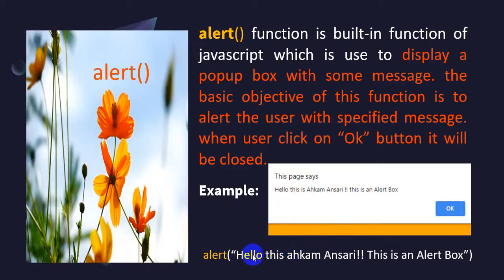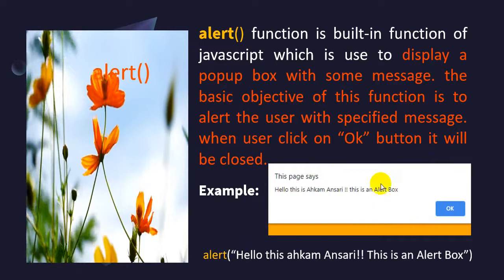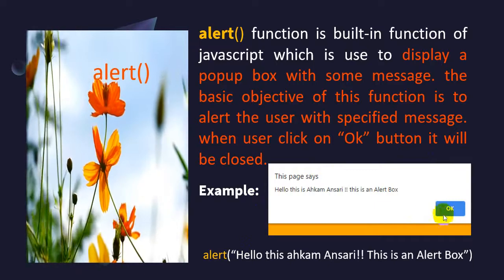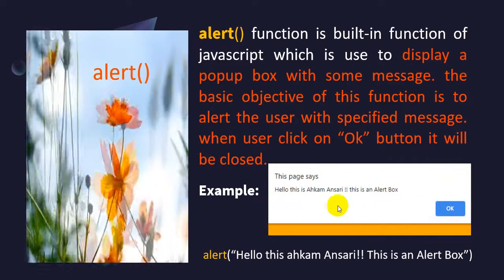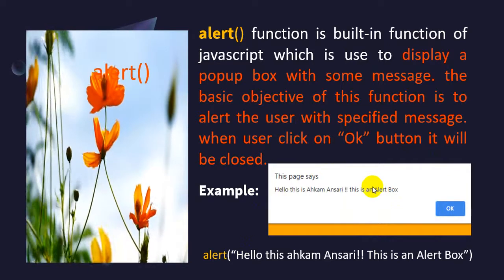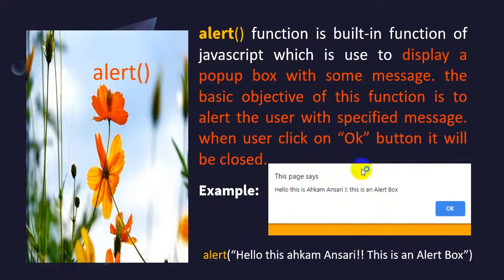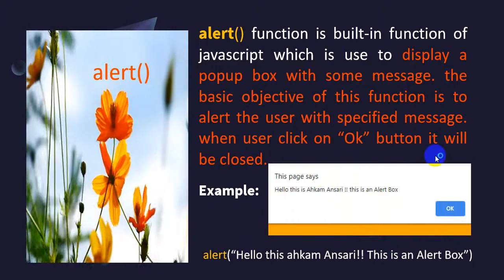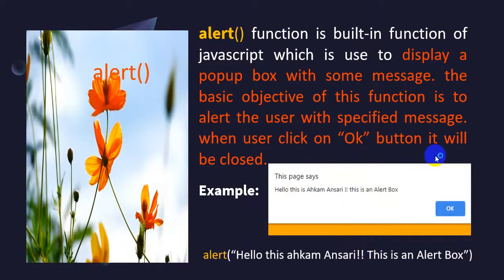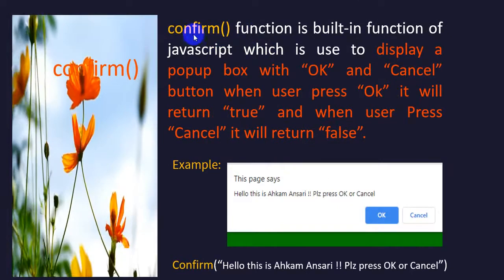But the thing is that if you use an alert box, you will get one pop-up box, and that pop-up box has only one option, that is the OK button. When you click on OK, this will display the message. Okay, students, now we will see this live in our coding part. Just don't take tension. I am moving toward the next thing, that is our confirm function.